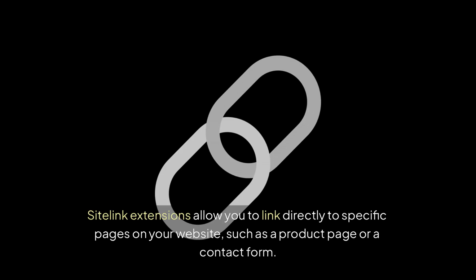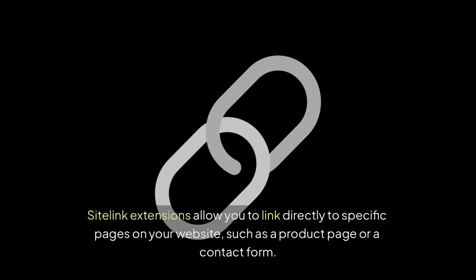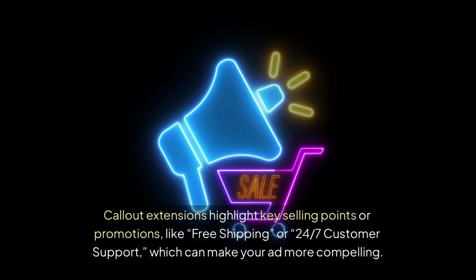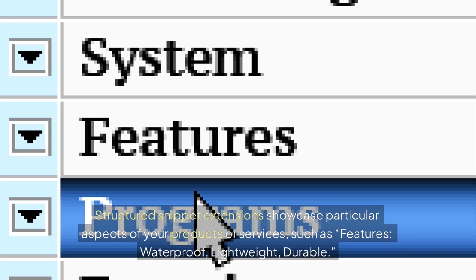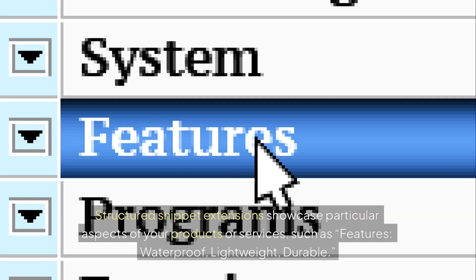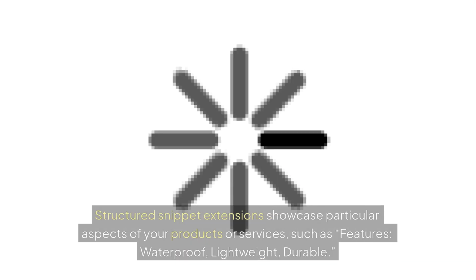Sitelink extensions allow you to link directly to specific pages on your website, such as a product page or a contact form. Callout extensions highlight key selling points or promotions, like free shipping or 24/7 customer support, which can make your ad more compelling. Structured snippet extensions showcase particular aspects of your products or services, such as features: waterproof, lightweight, durable.